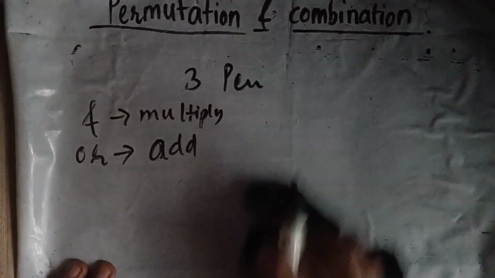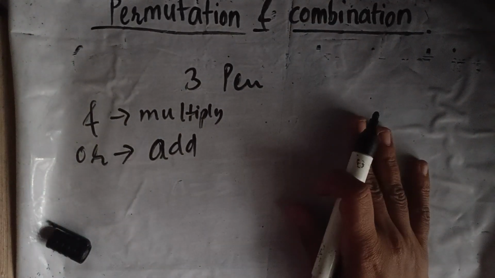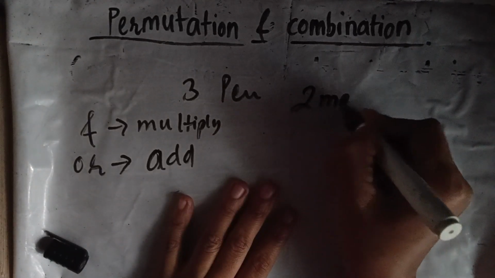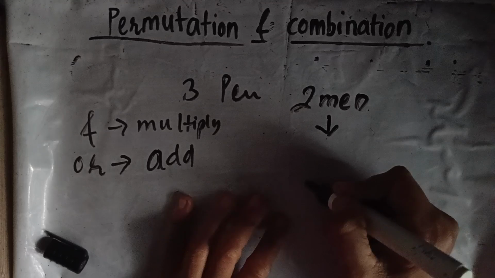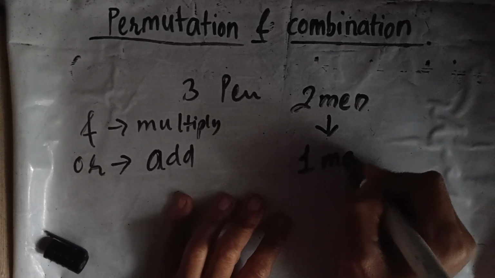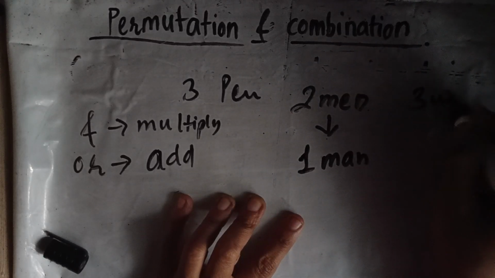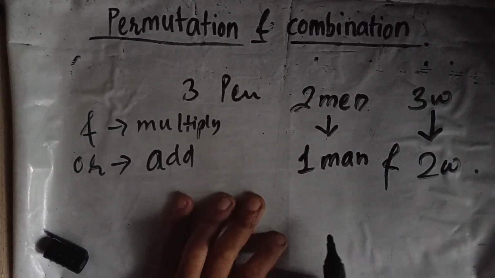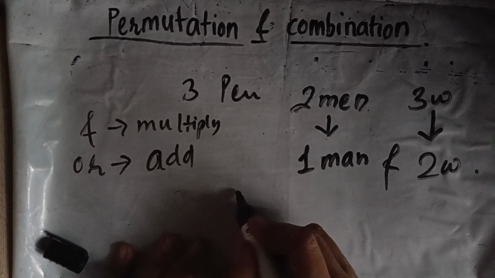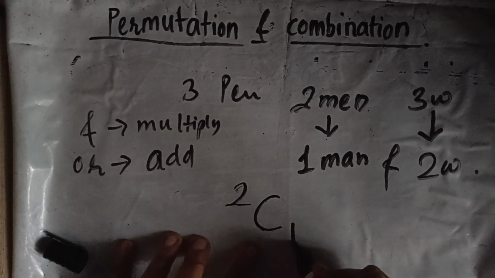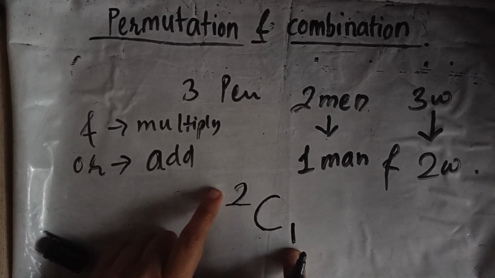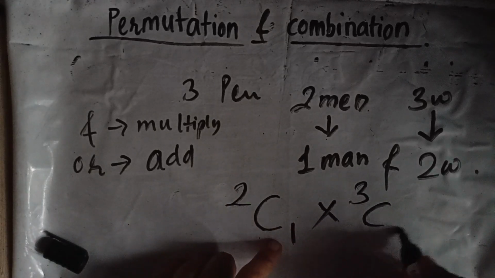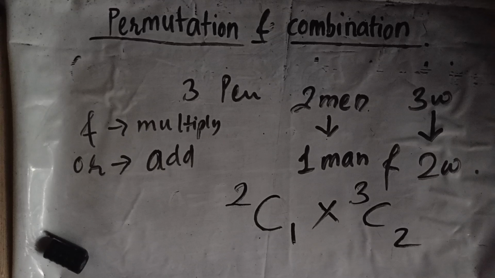Then the second thing is how many of these committees will consist of 1 man and 2 women. So there are 2 men, out of which we have to select 1 man. And there are 3 women, out of which we have to select 2 women. And is given, so we multiply. So 2C1, out of 2 we are choosing 1, into 3C2.